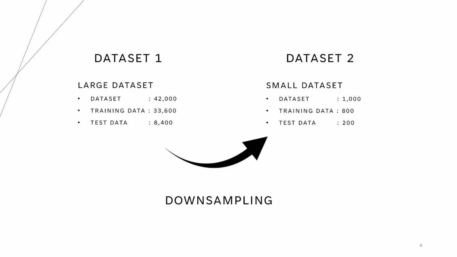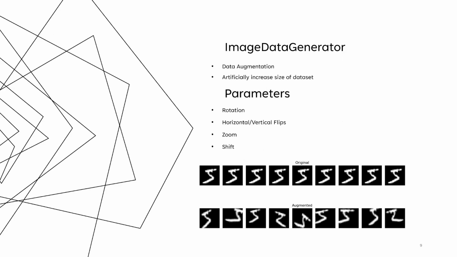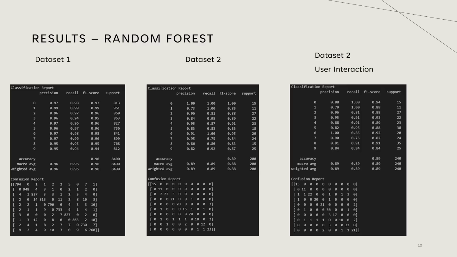Next, downsampling will be performed to produce Dataset 2. Dataset 2 will be the subject of this research and user interaction will be performed on it. User interaction will be performed by using the image data generator class provided by Keras. This class will perform data augmentation based on several parameters such as rotation and shifts.